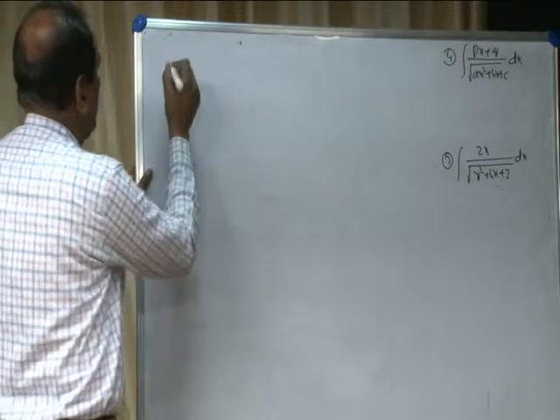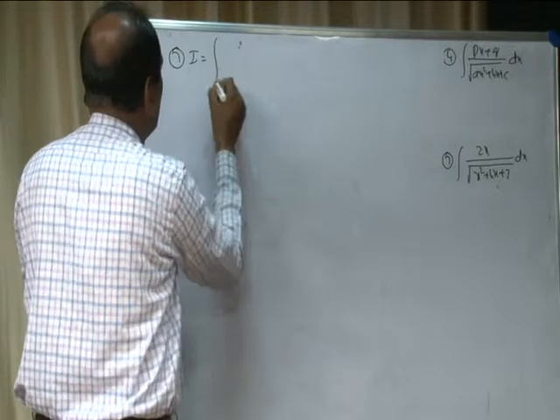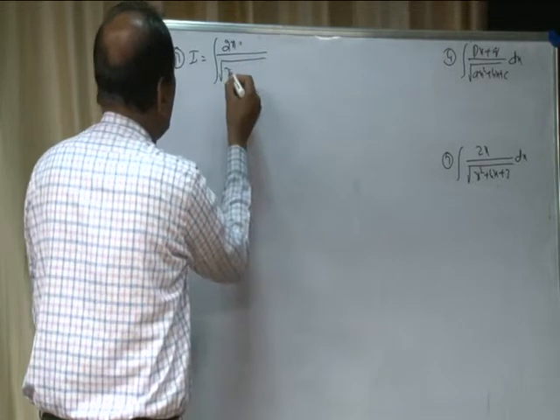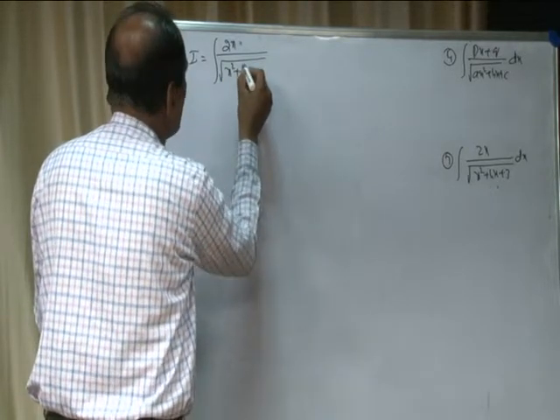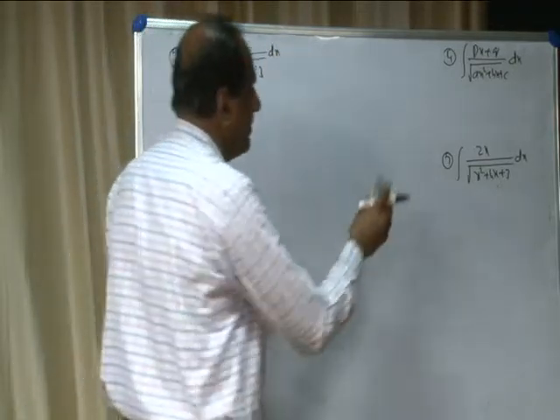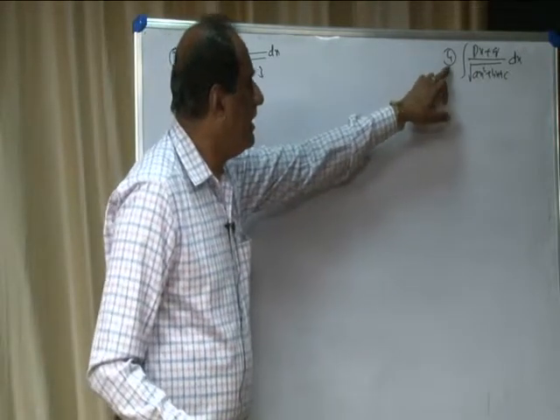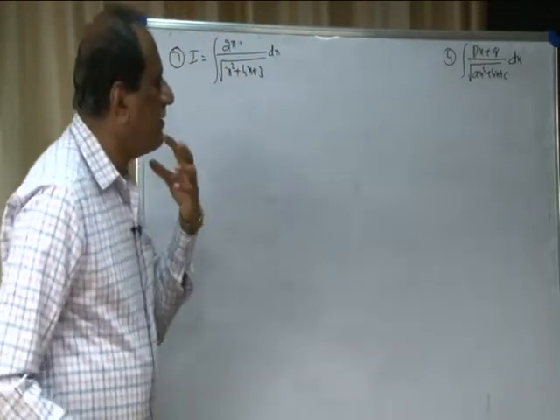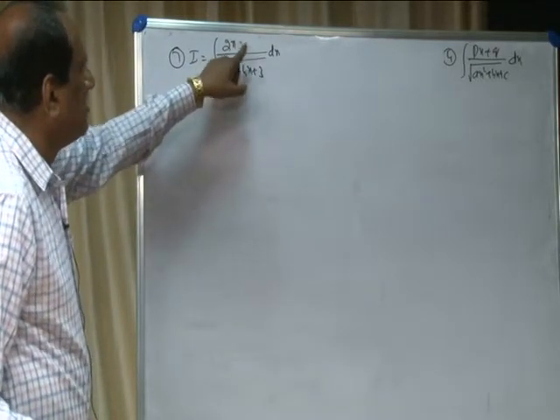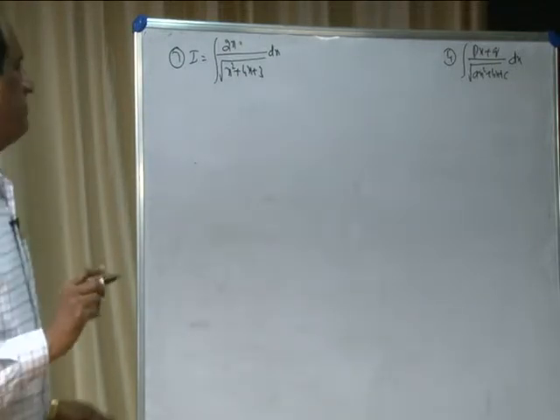Problem number 7. I is equal to integration of 2x divided by root of x square plus 4x plus 3 dx. So, this is the problem. This problem comes under the fourth standard integral that I have written here. Fourth form: px plus q divided by root of ax square plus bx plus c. No q here, px is there, only no q. So, I must take q is equal to 0, that is the constant value is 0.